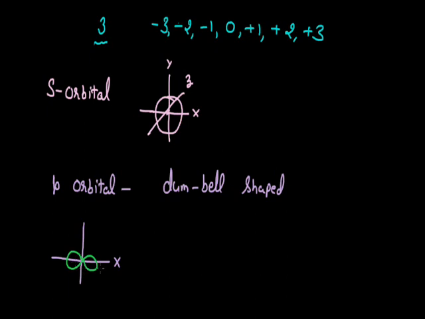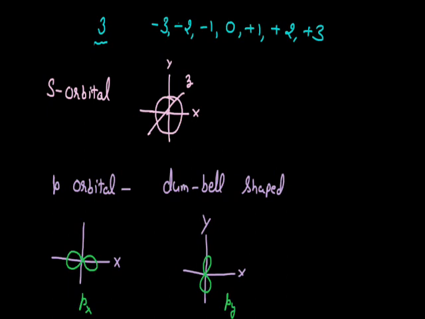Since these two lobes of the p orbital, this dumbbell, are oriented on the x-axis, this p orbital is termed as the px orbital. On the other hand, if I again draw the axes, this one is the x-axis and this one is the y-axis, and this time these two lobes are oriented on the y-axis, so the representation will be like this, and this kind of representation indicates the py orbital.